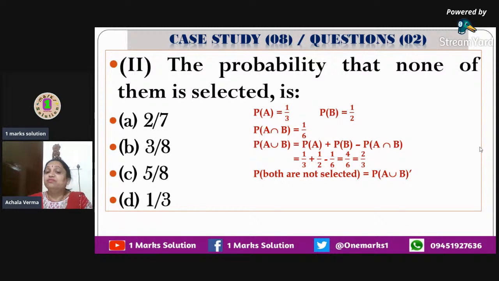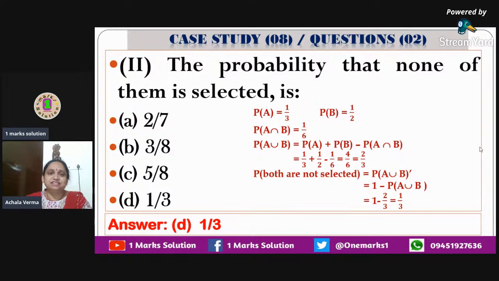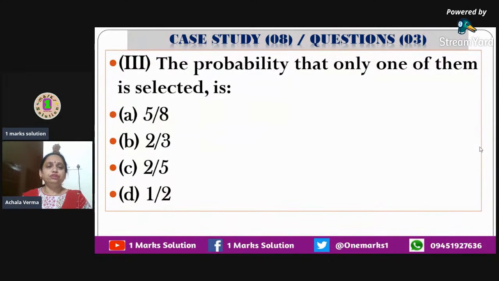Now we find the probability that both are not selected, that is the complement of the union. That is P of A union B whole complement, which is 1 minus P of A union B, that is 1 minus 2/3, which gives 1/3. So option D is the right option. Isn't it simple? Now we move to the third question.